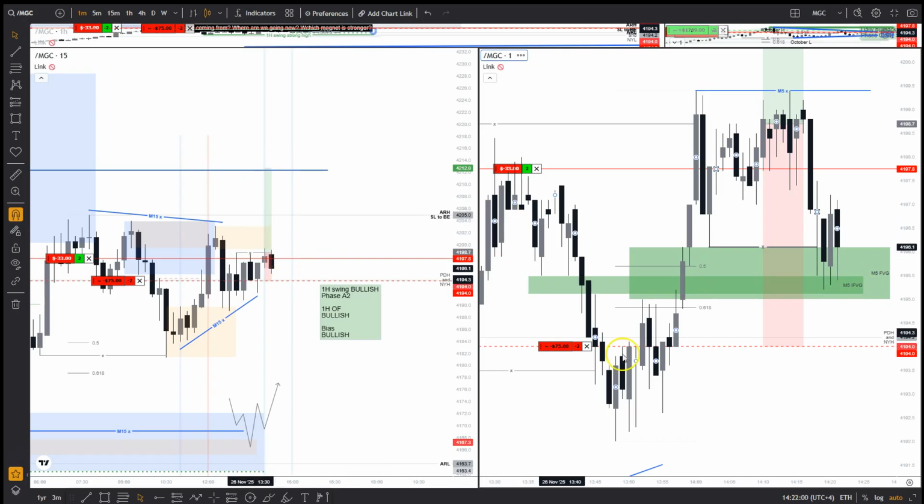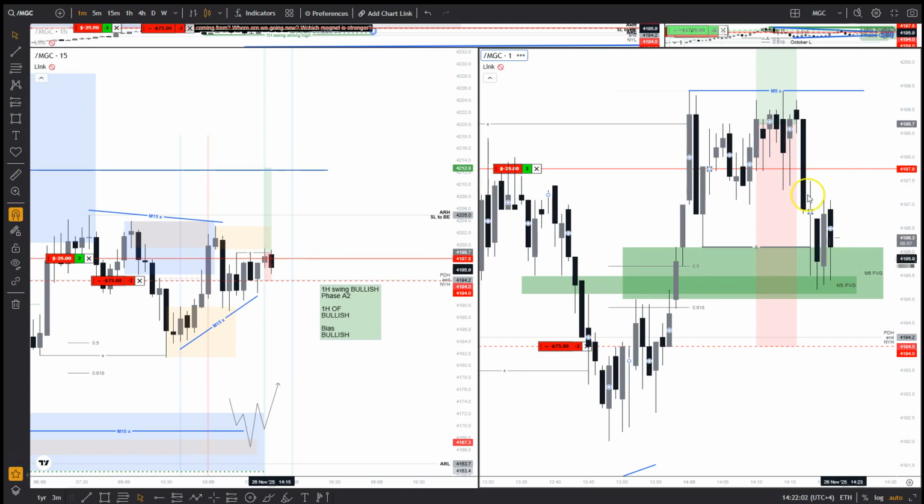And let's see what the market decides. We observe first mitigation on M1, reaction. Second mitigation, reaction. Now the third mitigation, and what? Here is 61.8. Are we going to mitigate it?